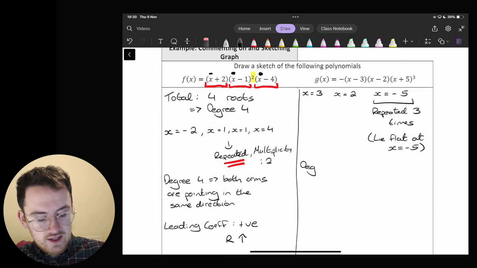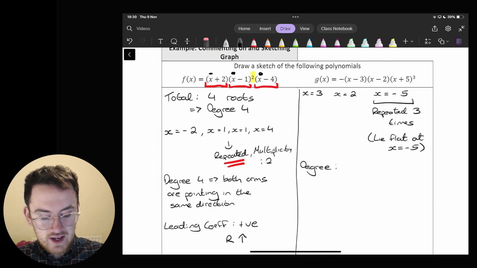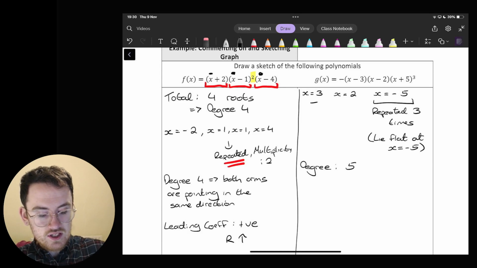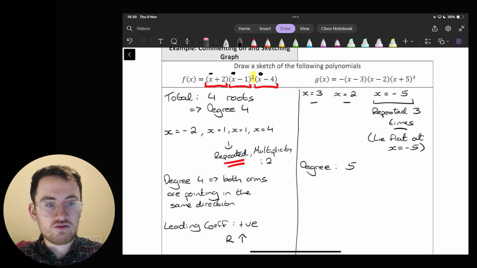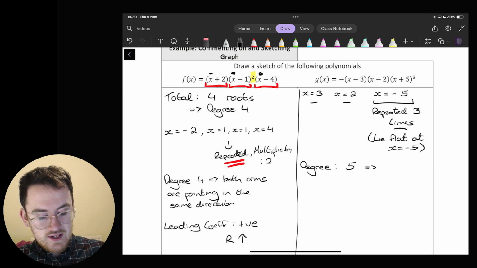Looking at the degree then, we have a total of 5 roots. So I have my 2 distinct roots and then my root that's repeated 3 times. So a total of 5 tells me that the arms are pointing in different directions.